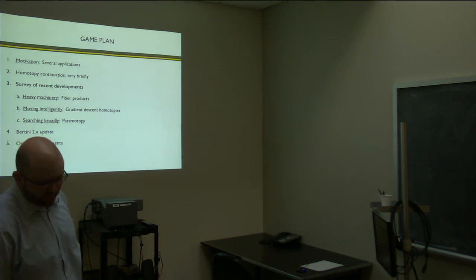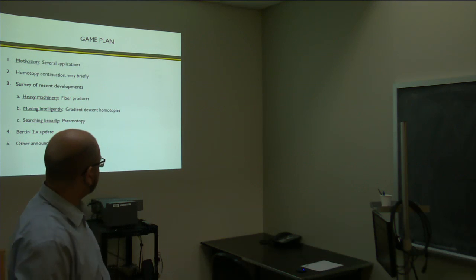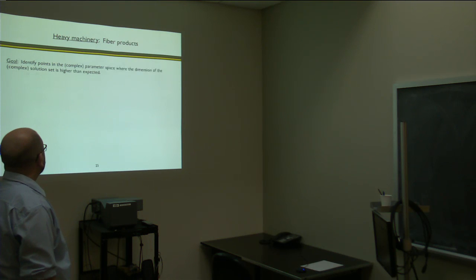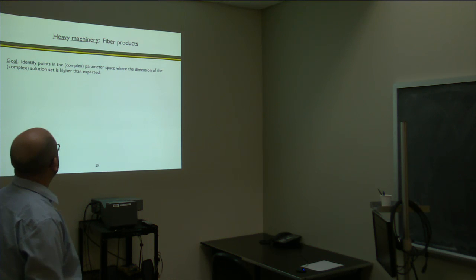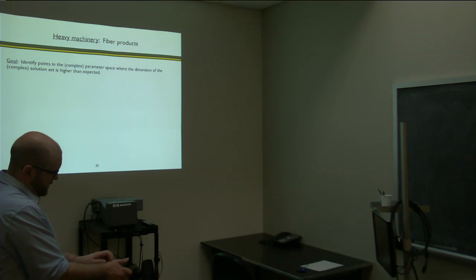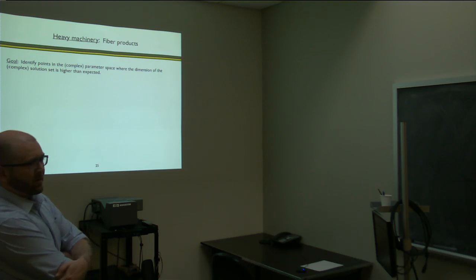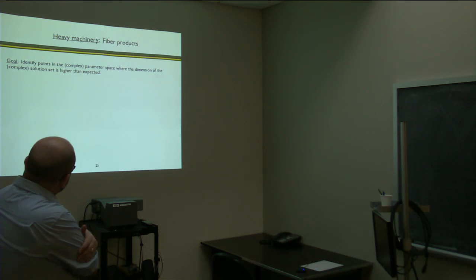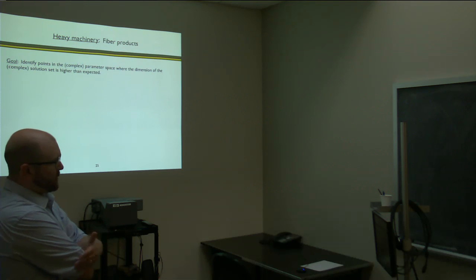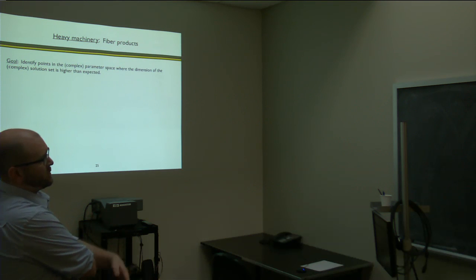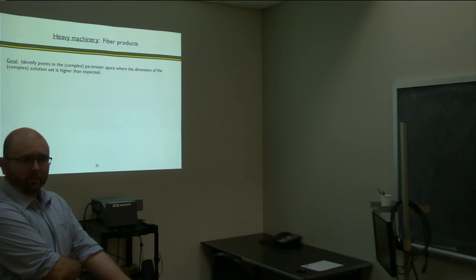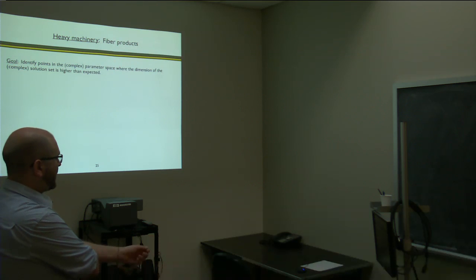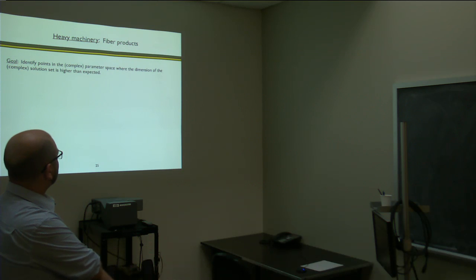Okay, so let me talk about a few recent techniques. That'll be most of the talk right there. The first, heaviest technique is the fiber product method. Fiber products are something from algebraic geometry. The goal is to identify points in a parameter space. We often work over the complex numbers because there are lots of nice theorems over the complex numbers. Complex algebraic geometry, classical algebraic geometry, is much nicer than real algebraic geometry. Real algebraic geometry is much more difficult.